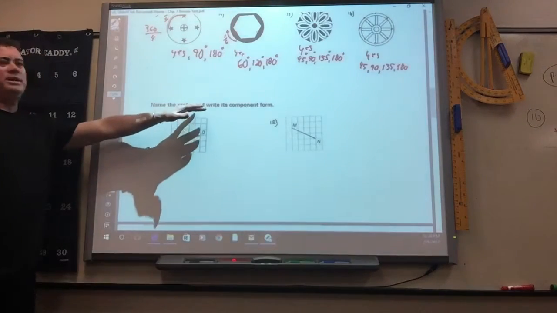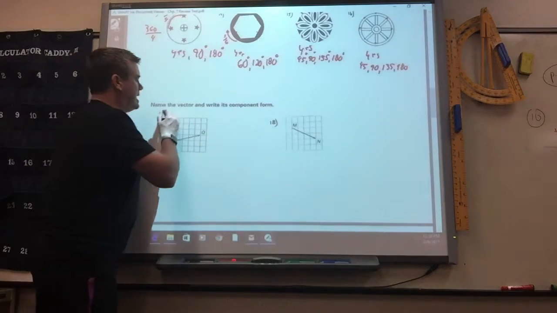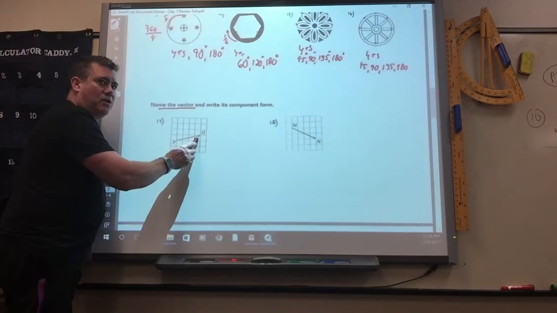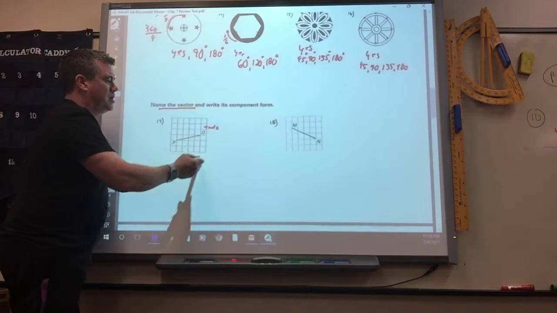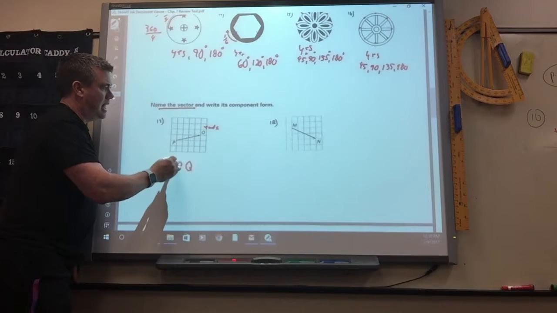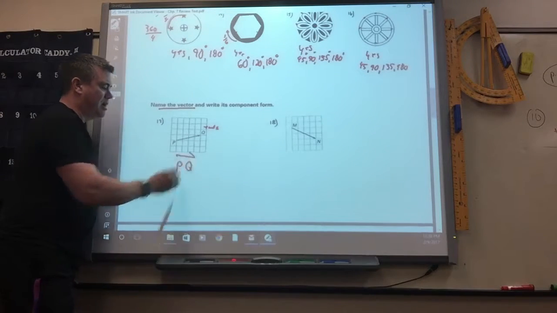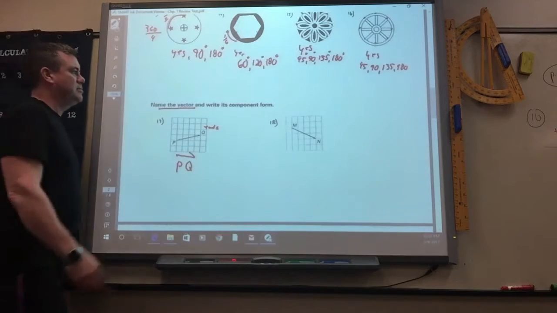Another thing we didn't do much of, but it's easy as long as you remember what to do. To name the vector, one of the letters has an arrow on it. That's where it ends, the terminal. So you start with the P first, and then the Q. Does everyone remember what symbol you put for a vector? Yep, a half arrow, a bar, but one bar on it. So that's how we name it.